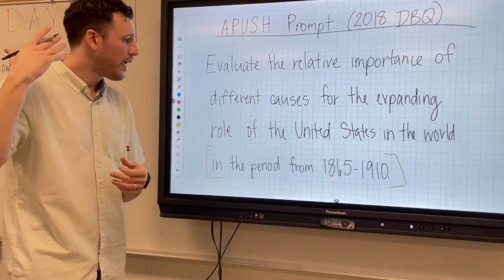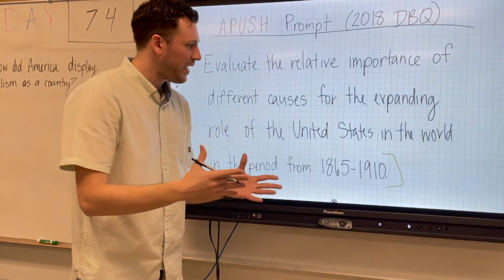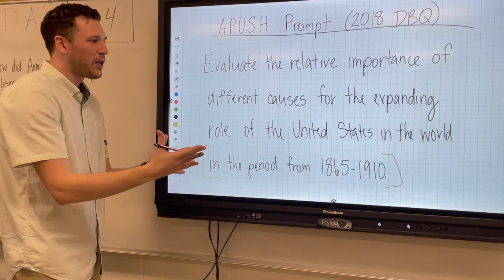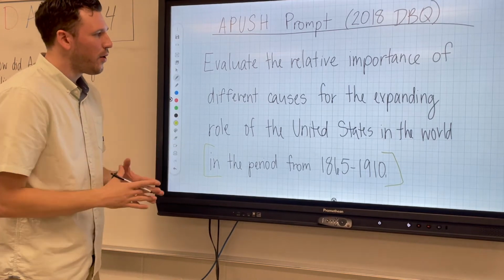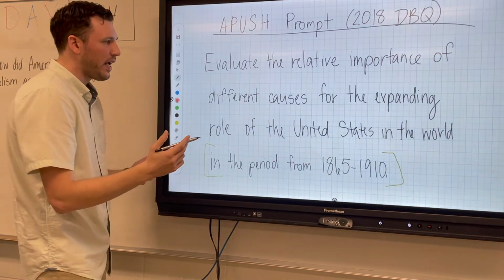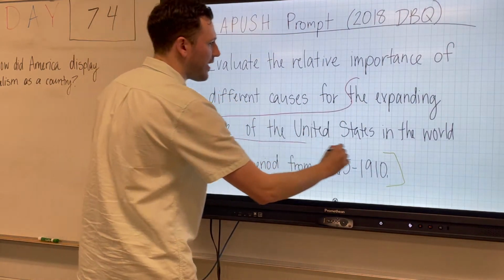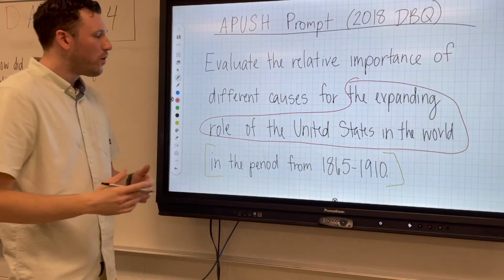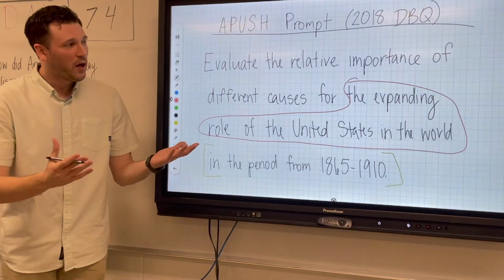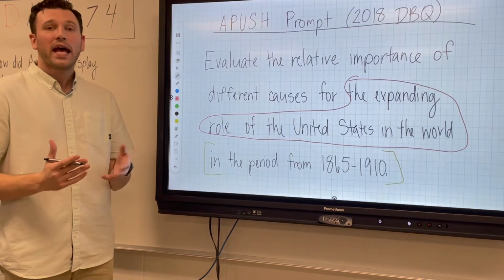they write that essay. And so in the period from 1865 to 1910, period 6, what is the center of this prompt? What do we want to know about here? What's the one phrase or word we could break it down to? And I think it's pretty obvious that it's the expanding role of the United States in the world. It's a pretty long center of the prompt, but hopefully your students will look at that and realize that in that time period, it's probably asking about imperialism.